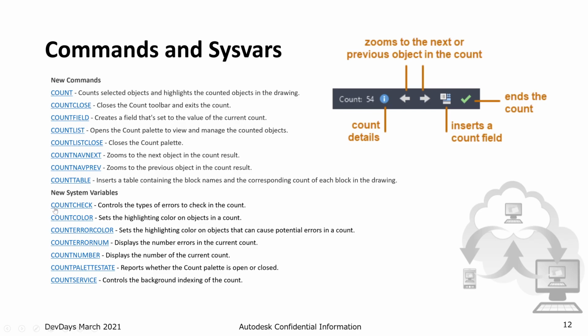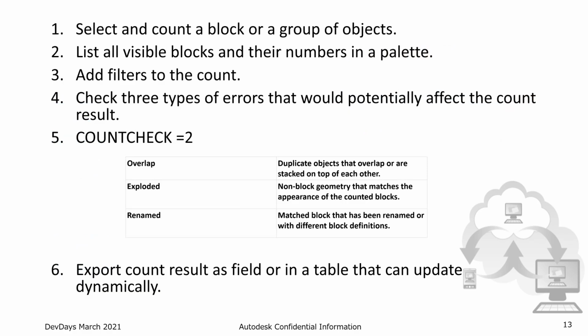One of the system variables which is of interest is COUNTCHECK, which controls the type of errors to check in the count. There are two values that this variable takes. One is one. When you set COUNTCHECK to one, you'll get overlap errors. When you select two, you'll get three kinds of error. The first one is overlap: duplicate objects that are overlapped or stacked on top of each other. And next is explode: non-block geometry that matches the appearance of the counted blocks. And rename: a matched block that has been renamed with a different block definition.